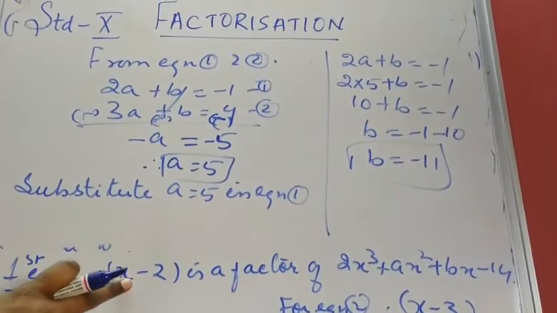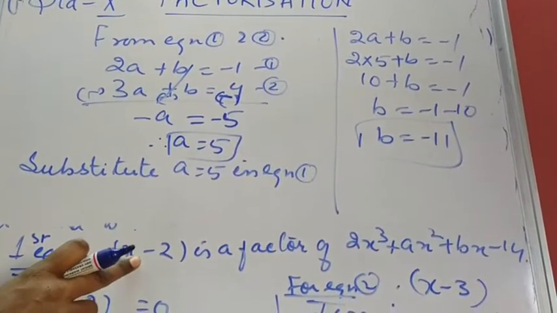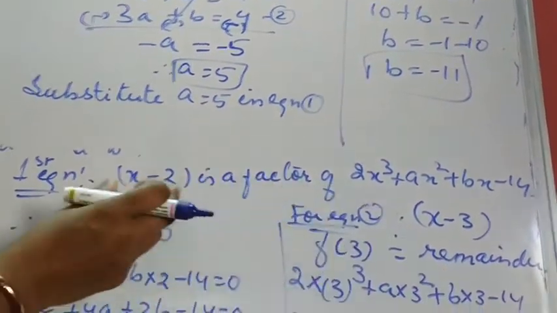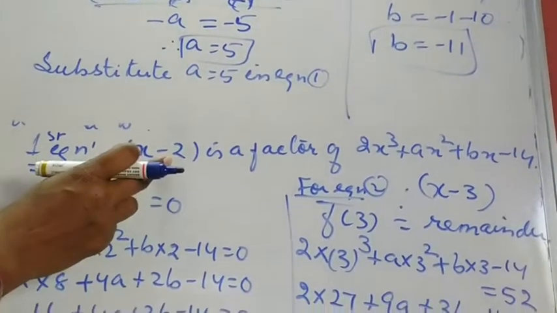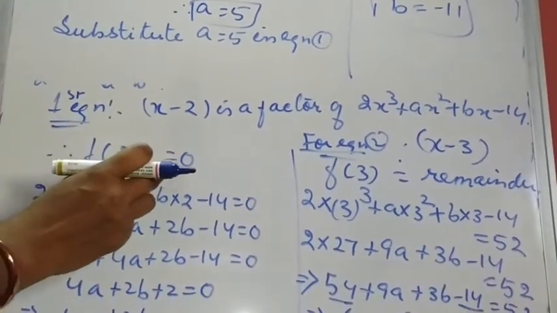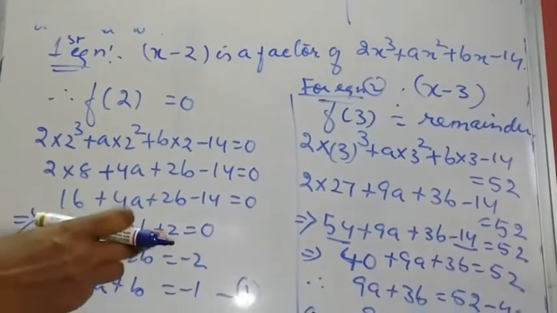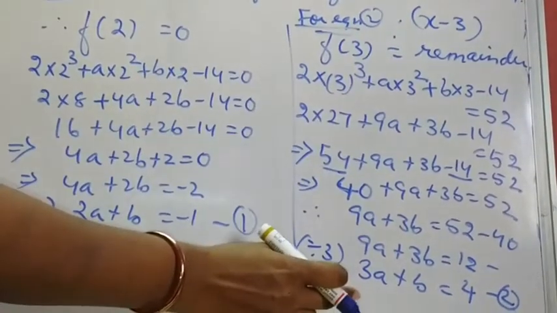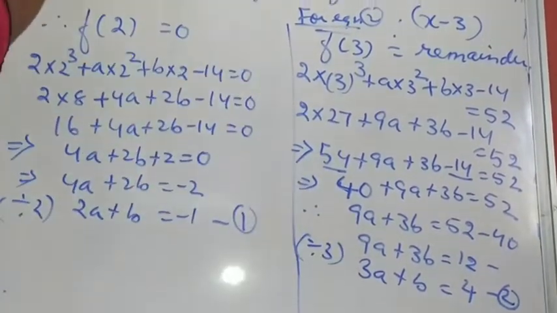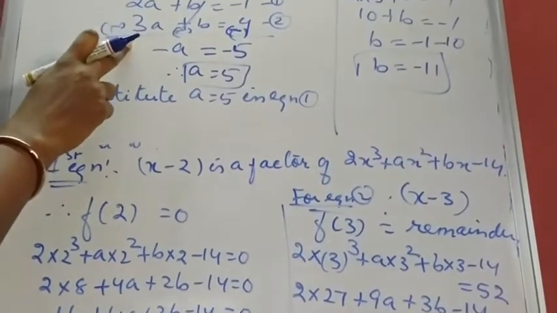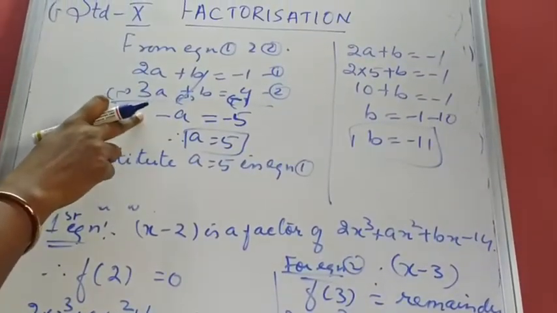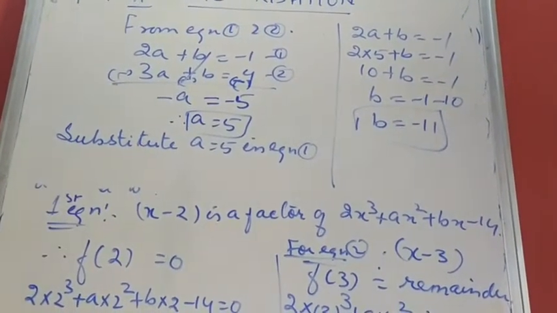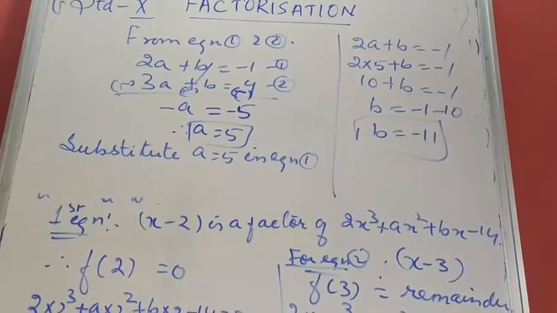Therefore, the question has two equations, with one as the factor and the other as the remainder. We are putting the value in the polynomial and proving that it is equal to 0, and then we are finding the first equation. In the same way, by remainder theorem, we are formulating the second equation. From both equations, we do the process of elimination, and then we find the values of a and b. So students, I hope you understood this 26th question.